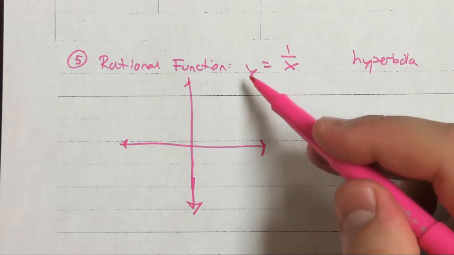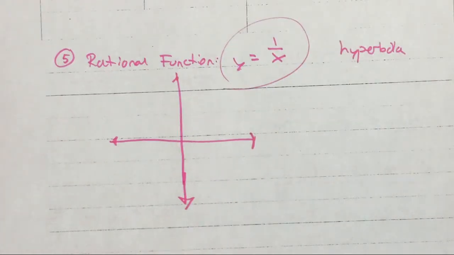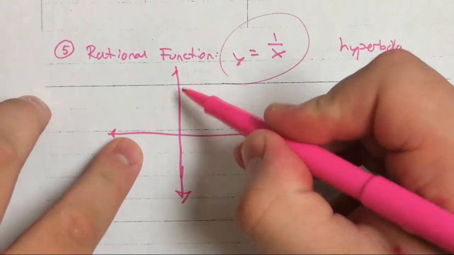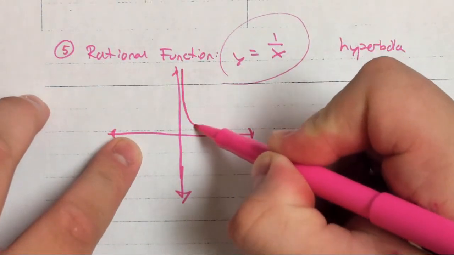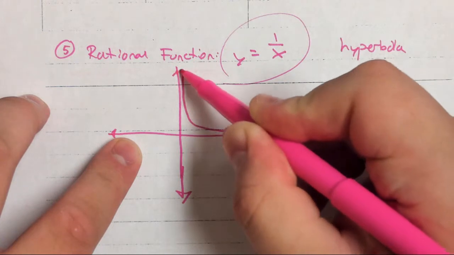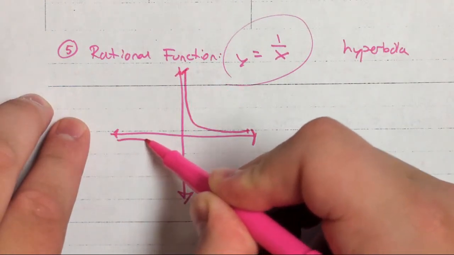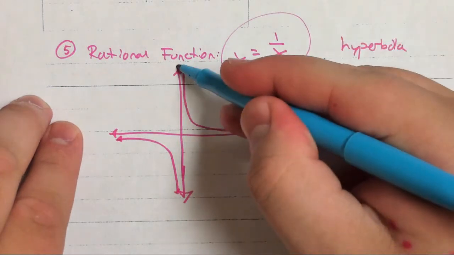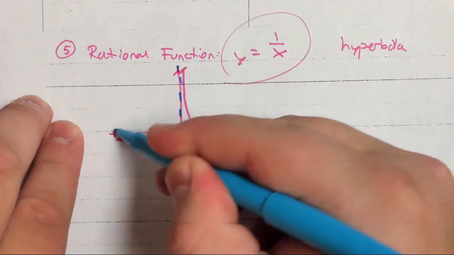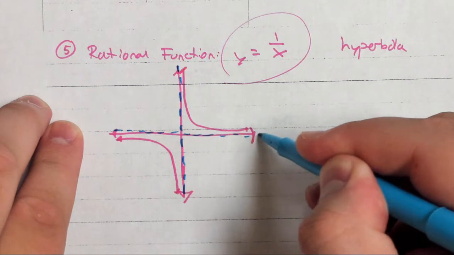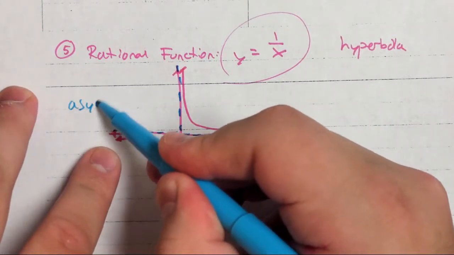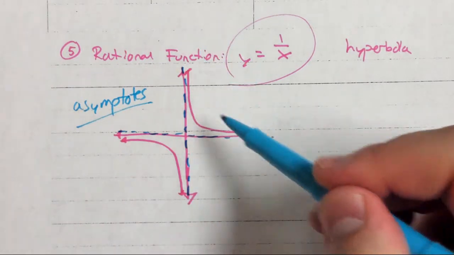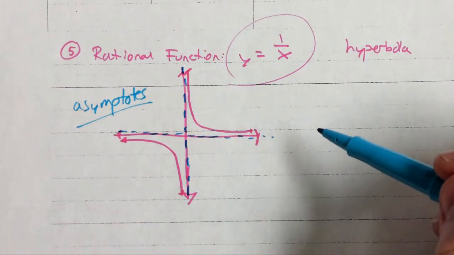Anyone happen to know what 1 over x looks like graphically? Hyperbola? So what this one looks like is there's a piece in this quadrant. It won't ever touch the 0. It has these things called asymptotes. So the y-axis and the x-axis for hyperbola serve as asymptotes. Maybe you've heard that word before? Yes. So an asymptote means a line that the function approaches but never crosses.